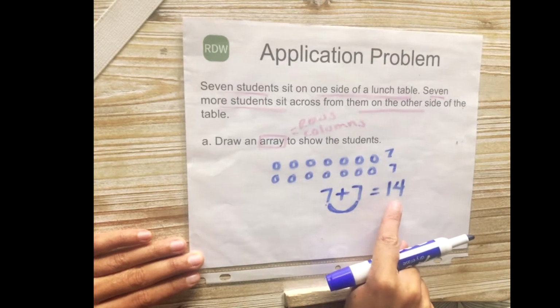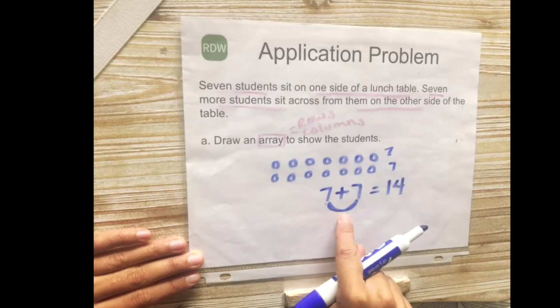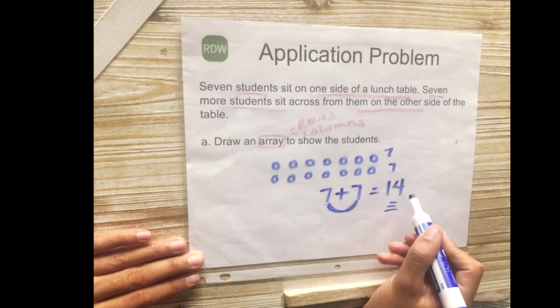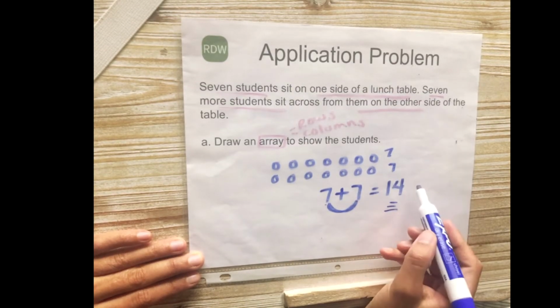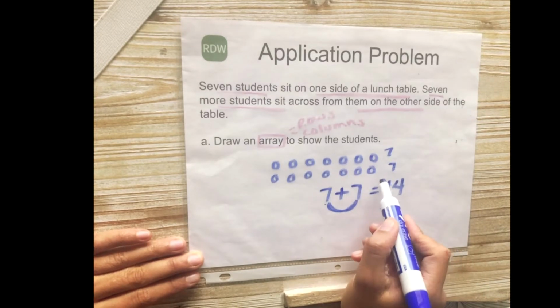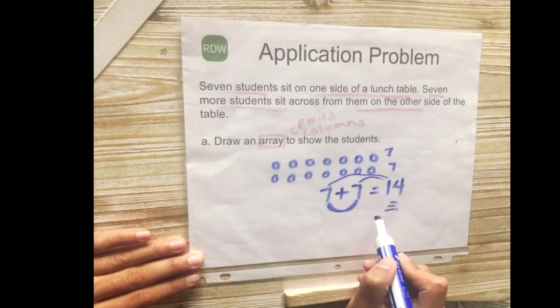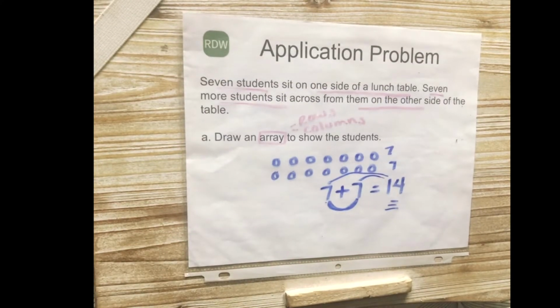And you're going to see that whenever we work with doubles, the sum of a double is always going to be an even number because you can break that number up into 2 equal groups, right? So let's go ahead and get into today's lesson.